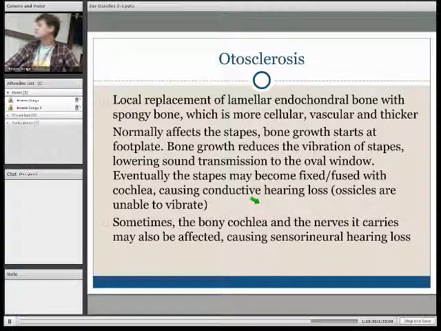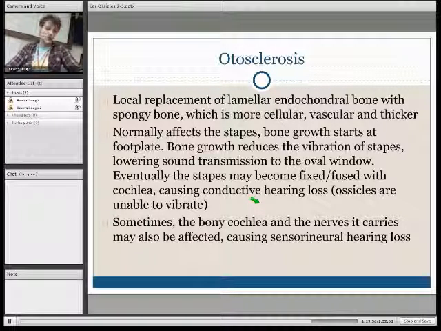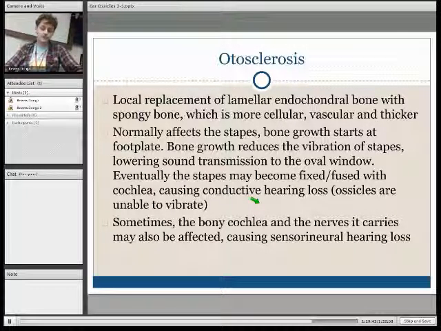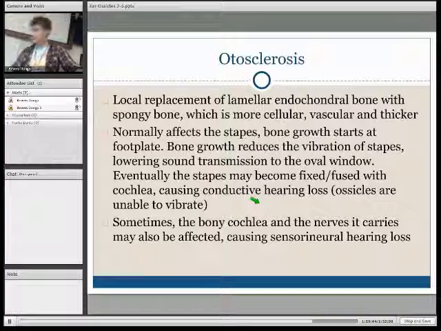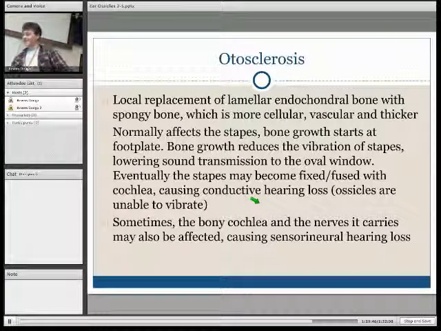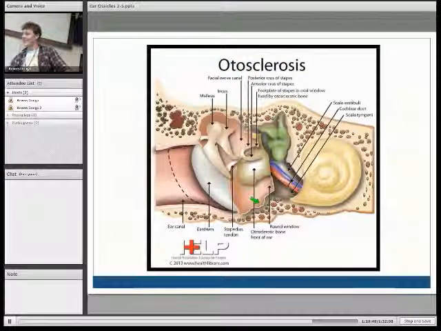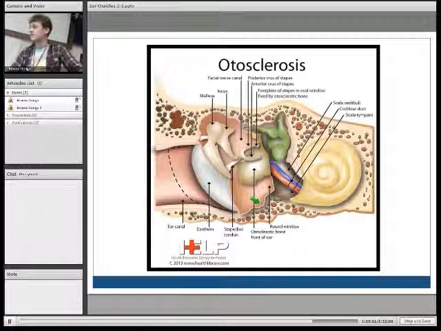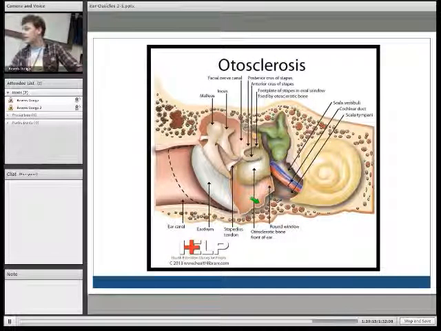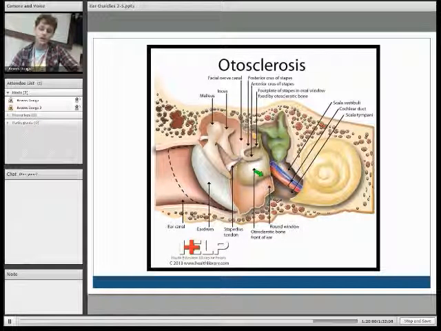In the later stages of the disease, you may develop sensorineural hearing loss, as you get damage to the nerves in the bony shell of the cochlea. The patient will present with hearing loss, sometimes with tinnitus, and more rarely vertigo. So here we have a picture showing that outgrowth of the footplate, which is restricting the movement of the stapes against the oval window.